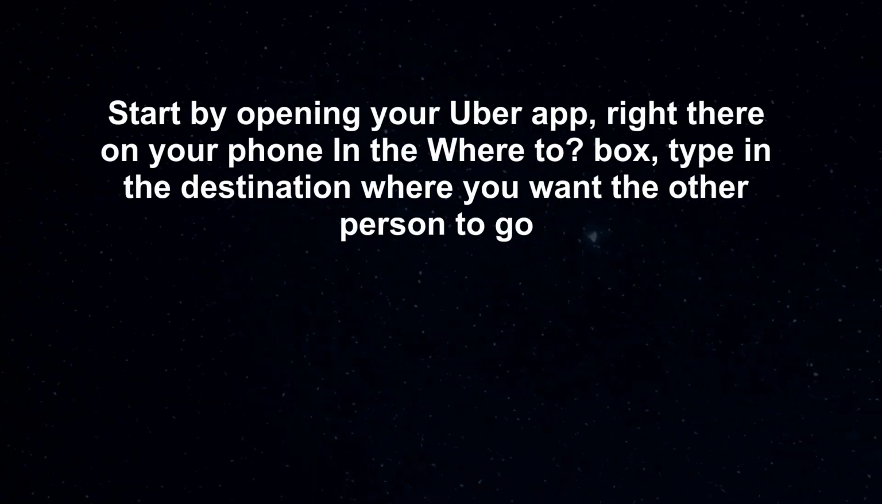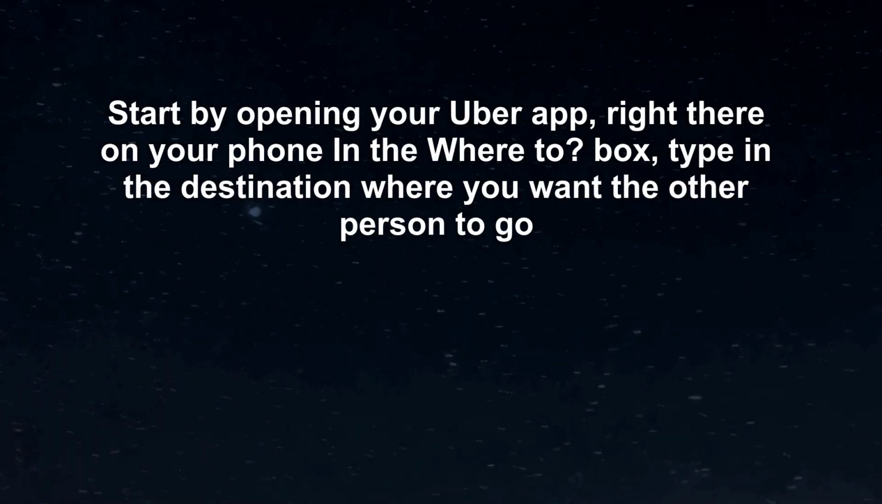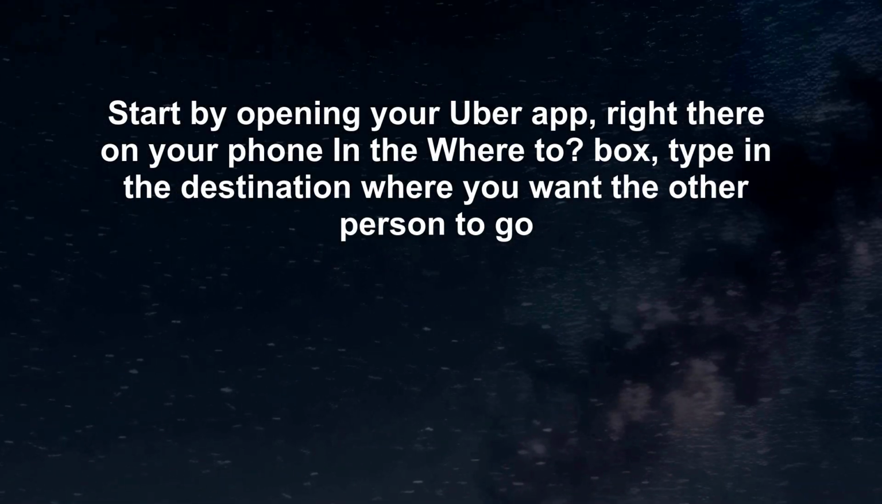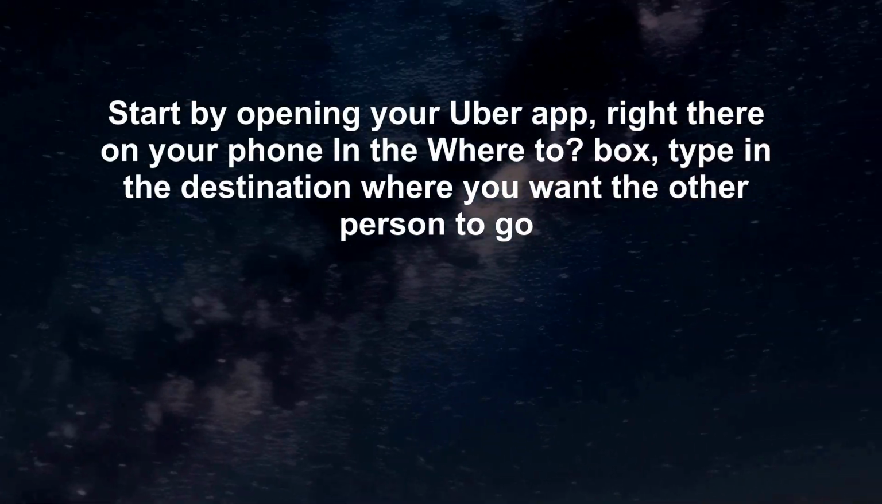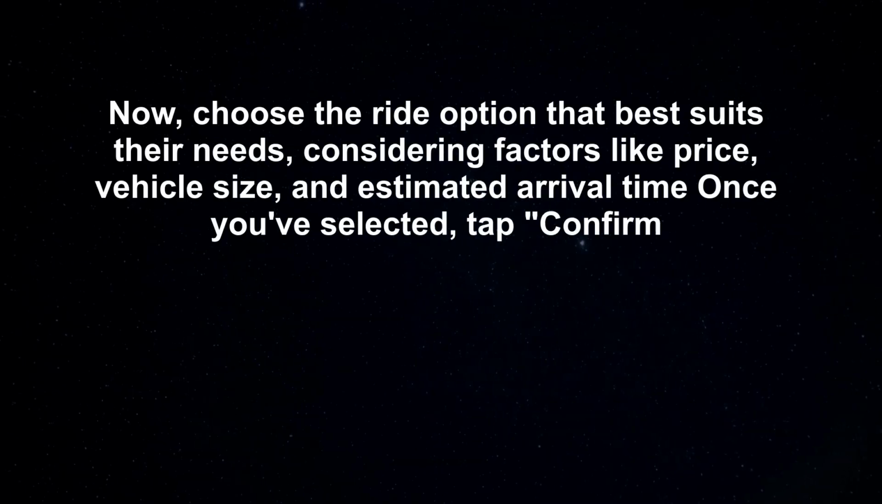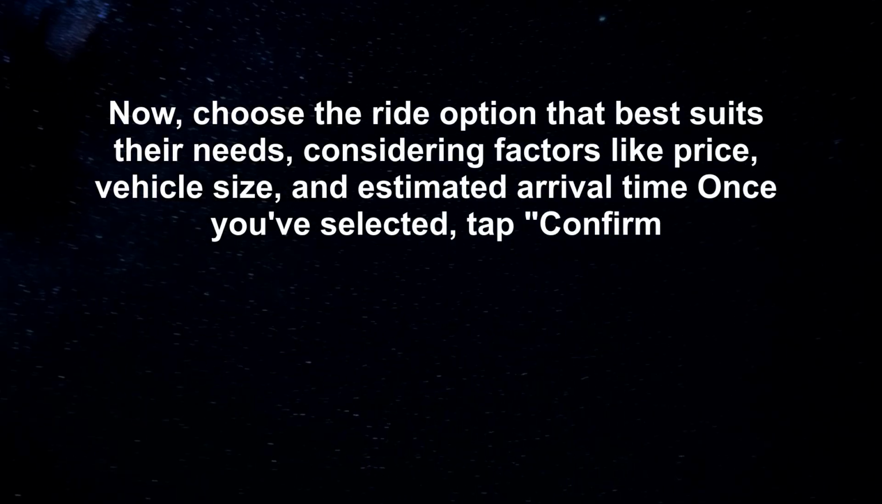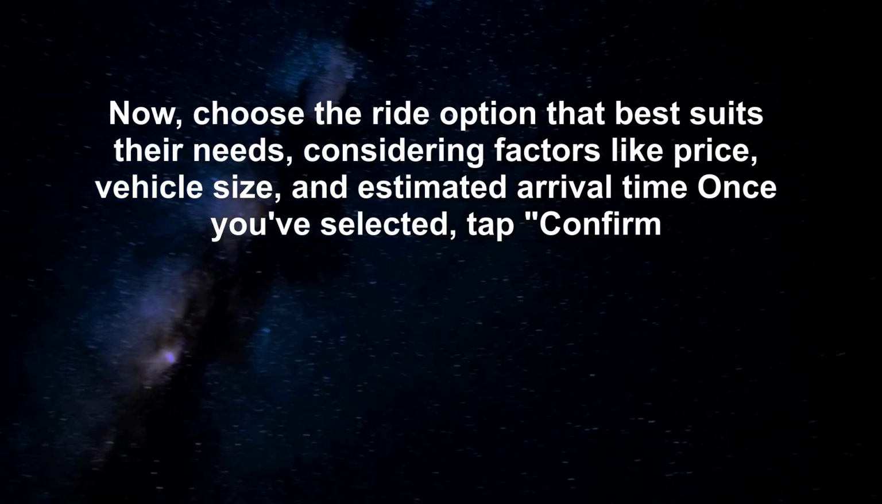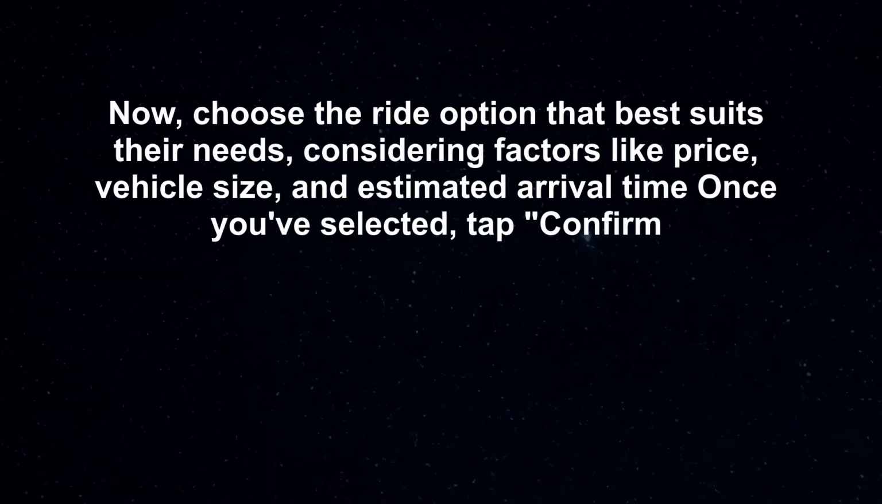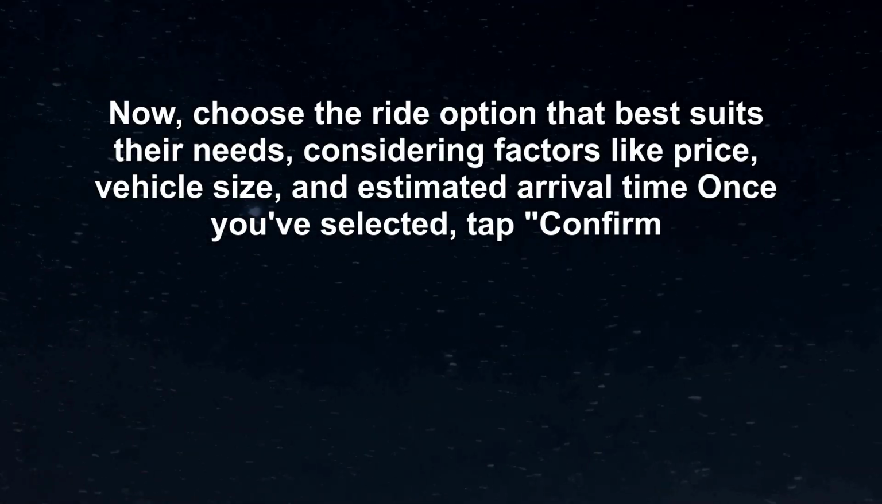Start by opening your Uber app, right there on your phone in the Where To box. Type in the destination where you want the other person to go. Now choose the ride option that best suits their needs, considering factors like price, vehicle size, and estimated arrival time. Once you've selected, tap Confirm.